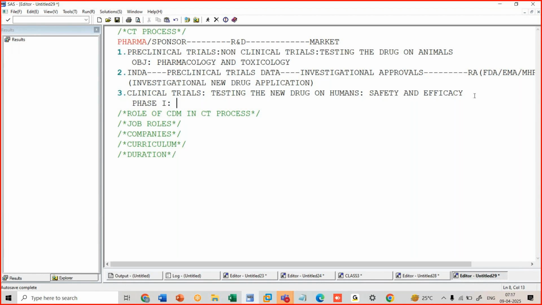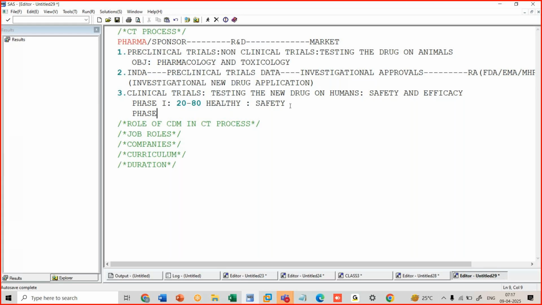So phase 1, okay, safety and only safety. Phase 1: safety and pharmacology. So 20 to 80 people will be involved. All are healthy people. In phase 1, we recruit healthy volunteers.